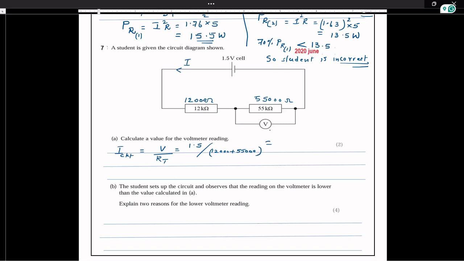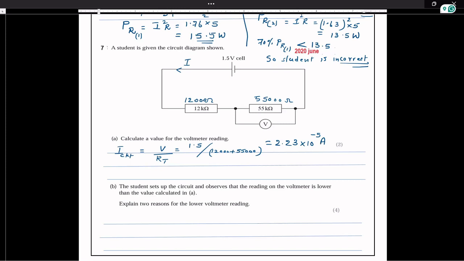On calculation, it is giving an answer of 2.23 times 10 to the power of negative 5 amps.